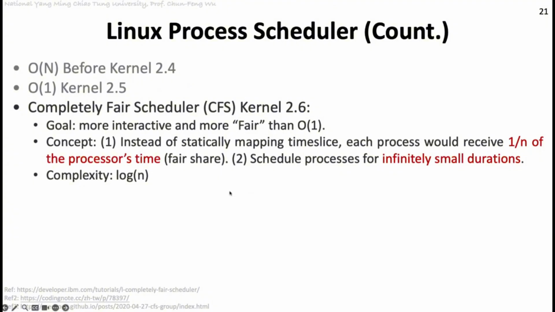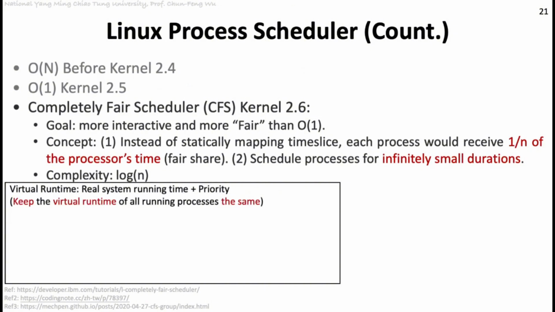Okay, so the other thing is to schedule processes for infinitely small durations. This is also to deal with the static mapping, because with static mapping, if there's no I/O, in most cases we will reschedule them when they finish their time slice, right? But the same thing, high priority processes get too many time slices. They're too long. So if, for example, for these 10 processes, you can only run inside 1 second, then all the processes will be rescheduled inside 1 second. Okay, we'll have more examples for this later.